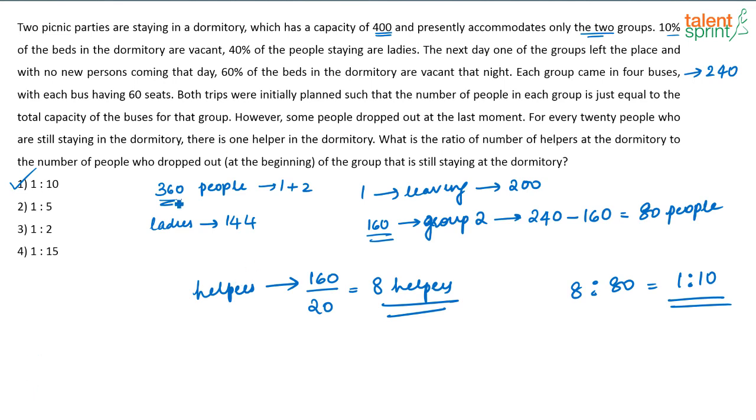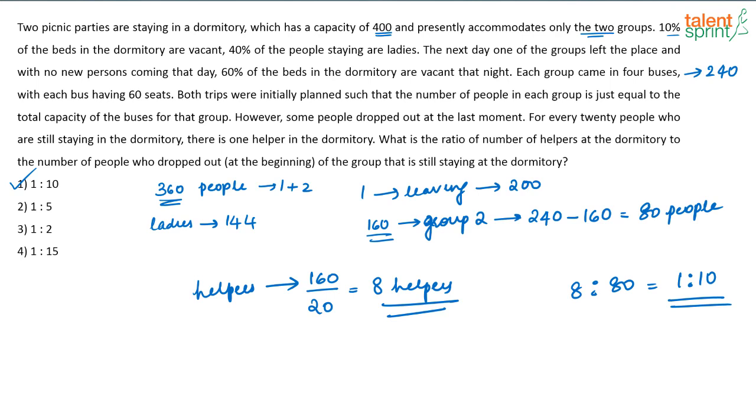So see, totally there were 360 people in group 1 and group 2. Group 1 left, or 200 people left. Now 160 people who belong to group 2 are there in the dormitory. Now it is given that when these 2 groups came, they came in 4 buses having 60 seats each. Or each group ideally should have had 240 people because they were planning to bring all the buses filled, up to seating capacity. So there should have been 240 people from each group.